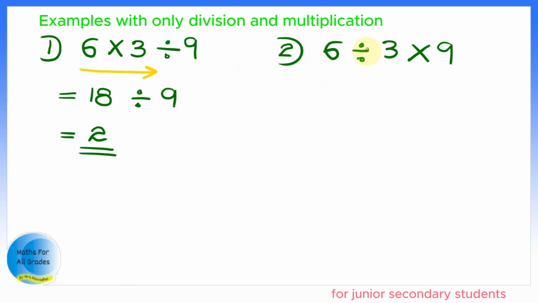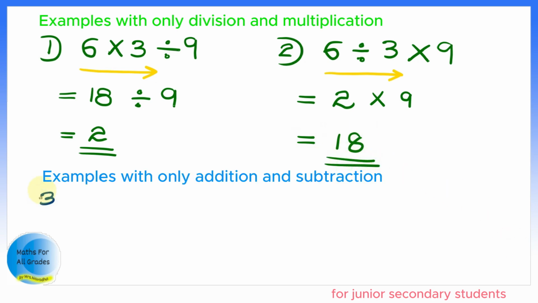Remember the rule, when you've got multiplication and division, you always start from the left side to right. So let's do the division first. 6 divided by 3 equals 2. Now this part, multiply 9. 2 times 9 equals 18. So this is the final answer.